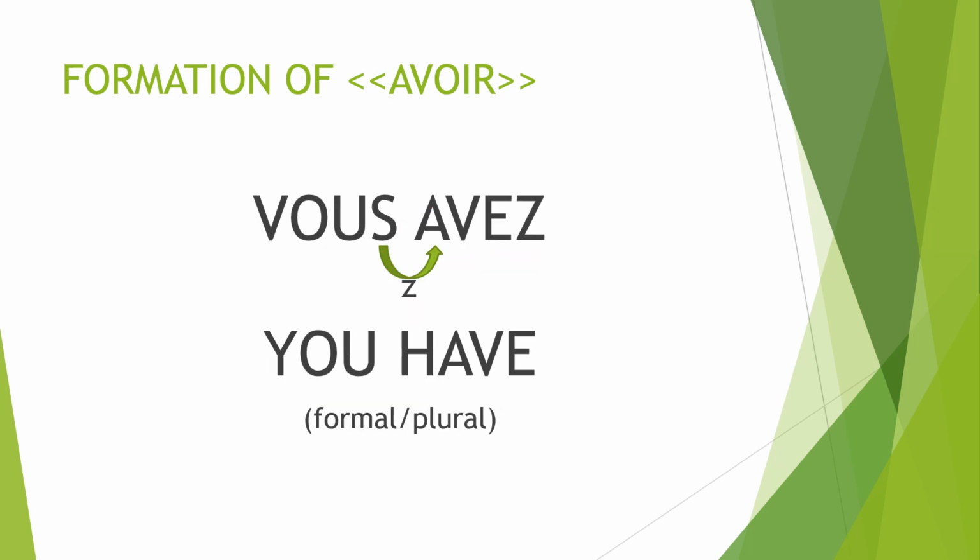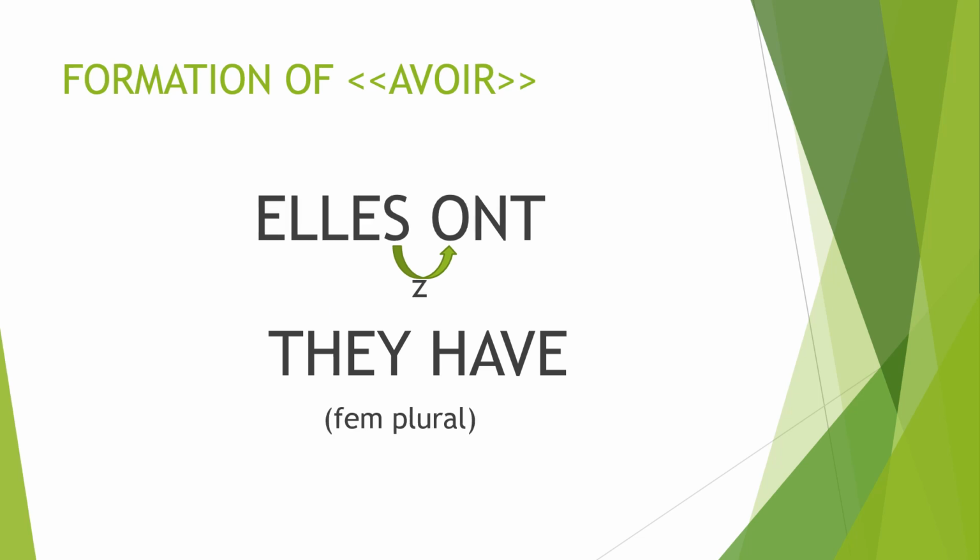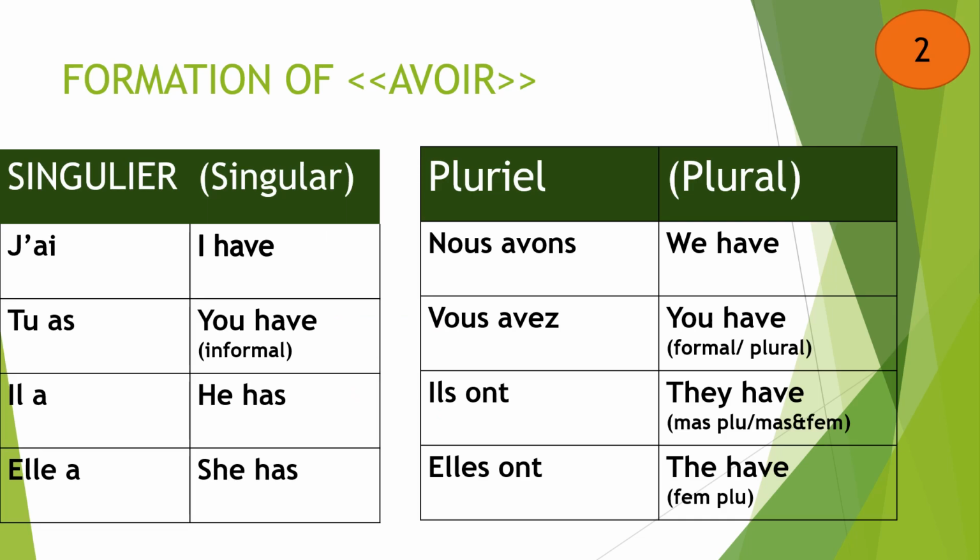Similarly, vous avez. You have. Ils ont. They have. Elles ont. Which means they have. Très bien. Let's practice the formation of avoir one more time before we move on to making sentences.